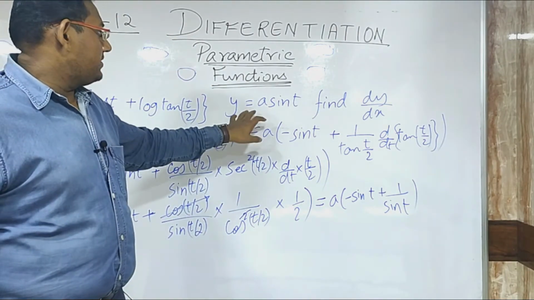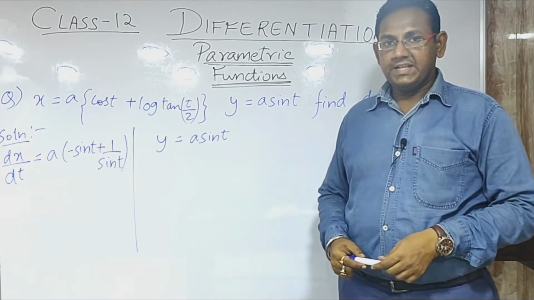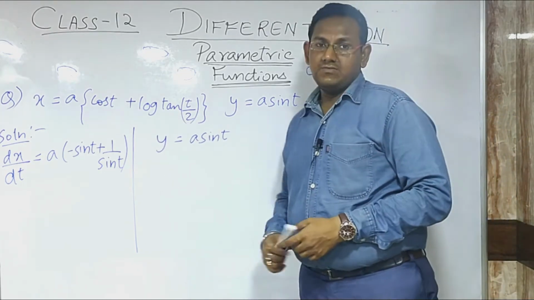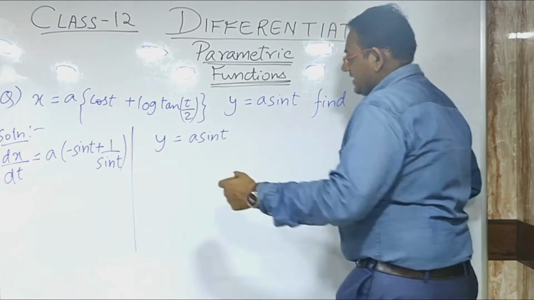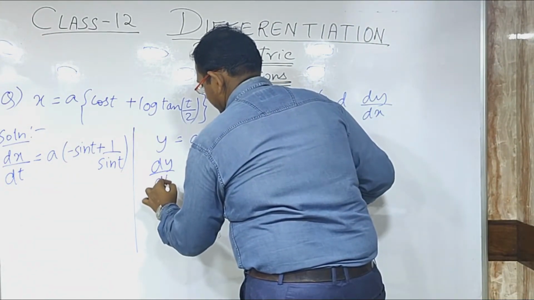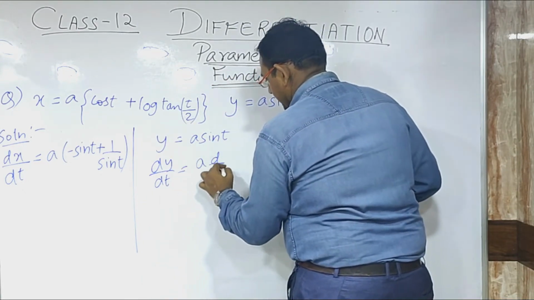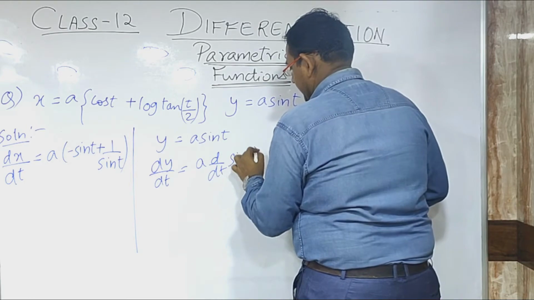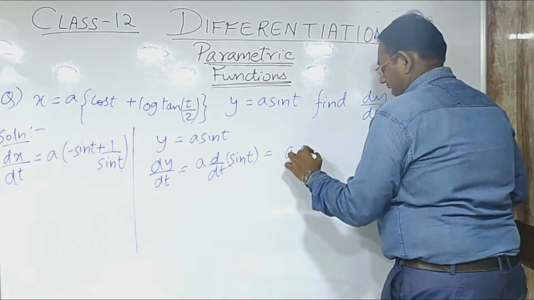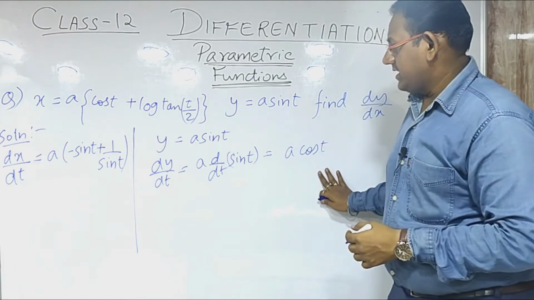Now let us start with the y part. We got the result of dx by dt. The next thing is to find the value of dy by dt. This part is very simple. We can simply differentiate: dy by dt is a times d by dt of sin t, which is a cos t. So dy by dt is a cos t.